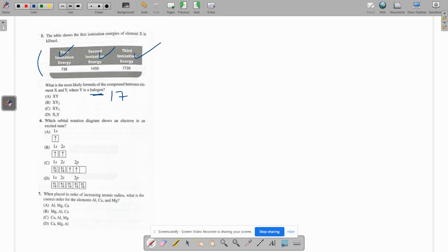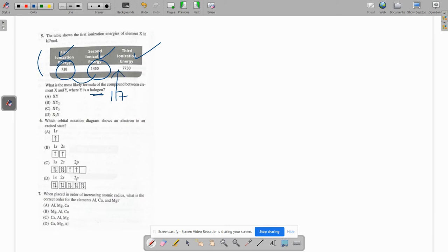And X, well, let's see here. Based on ionization energies, I see the first one, and I see the second one, it roughly doubled. So that kind of implies that the electrons are removed from the same energy level. But here we see a big jump.